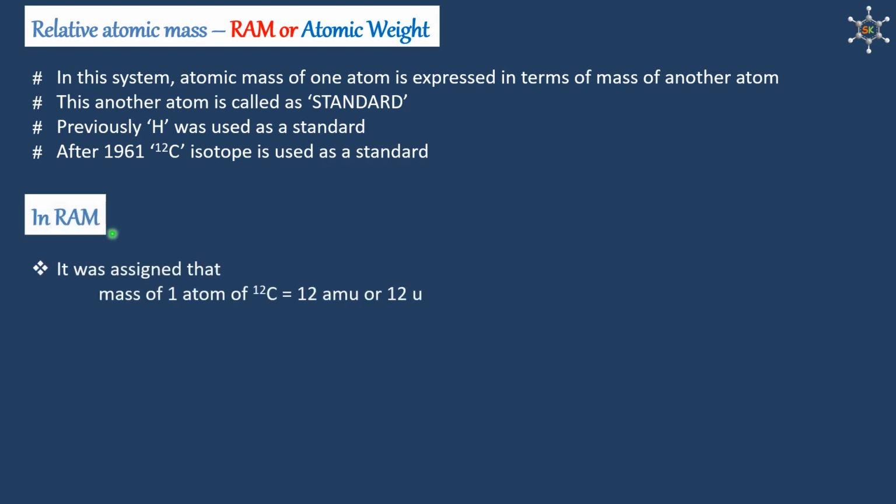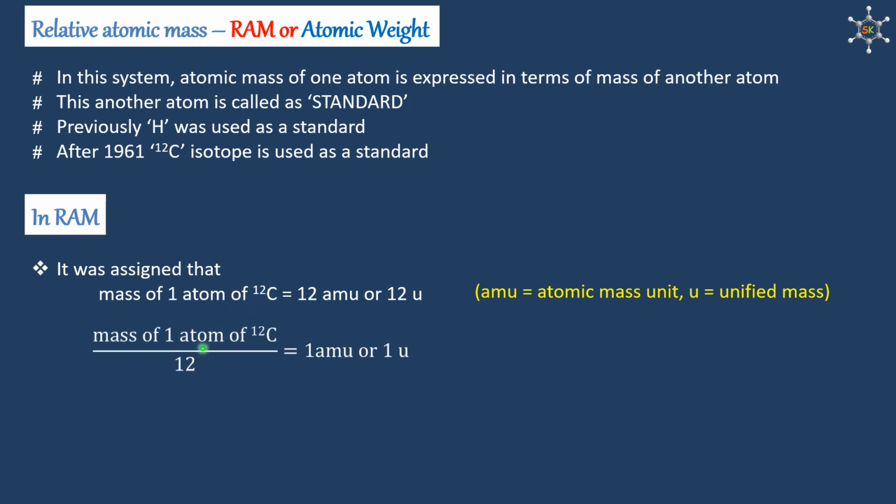In RAM, that is relative atomic mass, it was assigned that mass of one atom of carbon-12 is equal to 12 AMU or 12 U. AMU means atomic mass unit, U means unified mass. Both of them are same. AMU was the old usage and unified mass is the new usage. If we just rearrange this equation and push number 12 to other side, then equation takes the form mass of one atom of carbon-12 divided by 12 equal to 1 AMU or 1 U.